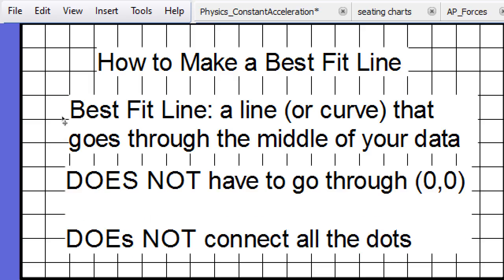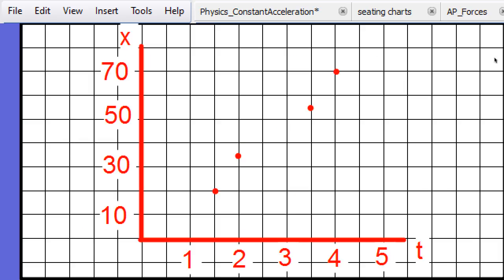It also does not need to connect all the dots. In fact, you don't want it to, but some of you did. For instance, here's my graph. Here's how to do it wrong. Connect the dots. No, don't do it like that.